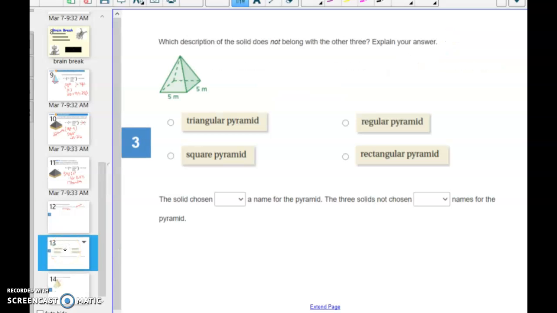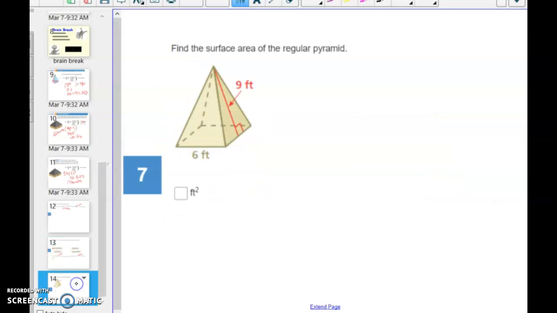Number 3 says, which description of the solid does not belong with the other 3? And this one does not belong, it is not a triangular pyramid. All the rest of them could be used to describe that pyramid. The solid chosen is not a name for a pyramid. The 3 solids not chosen are the names for the pyramid. I think that's what those ones would be, but I'm not quite sure. I have to look that one up.